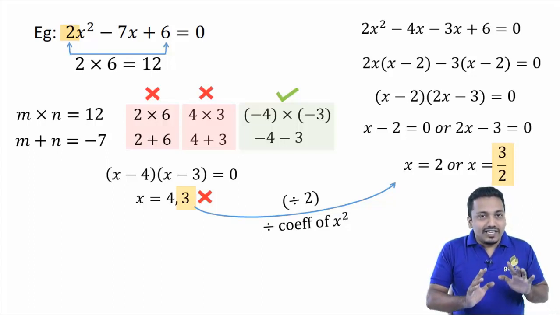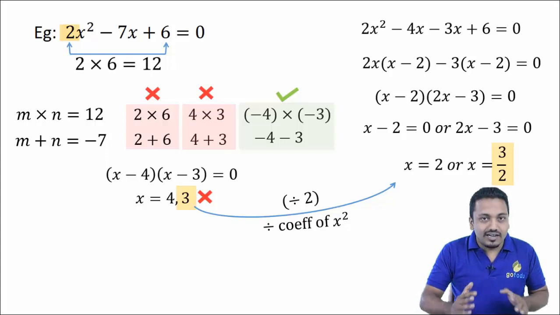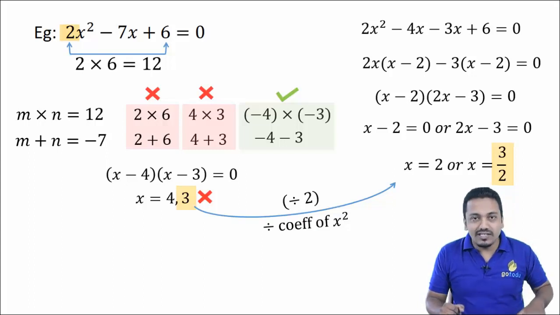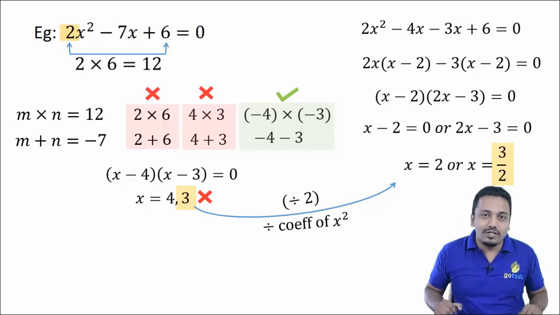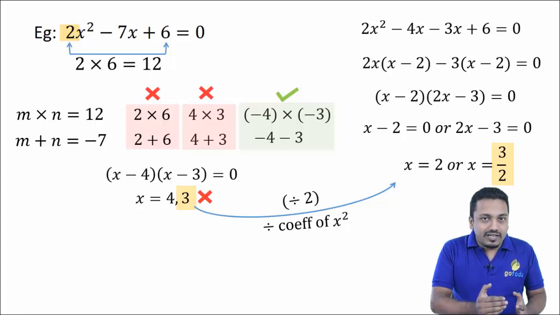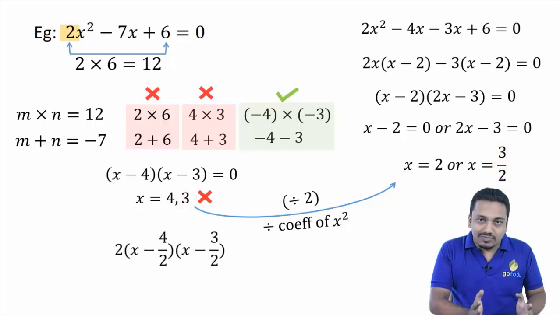Getting it? Think of two numbers m and n and write the answers directly by dividing with the coefficient of x square. I hope this method is clear to you, as this is what we will use every time we come across a quadratic equation from now on. And this quadratic expression will be factorized as 2 into x minus 4 by 2 into x minus 3 by 2.